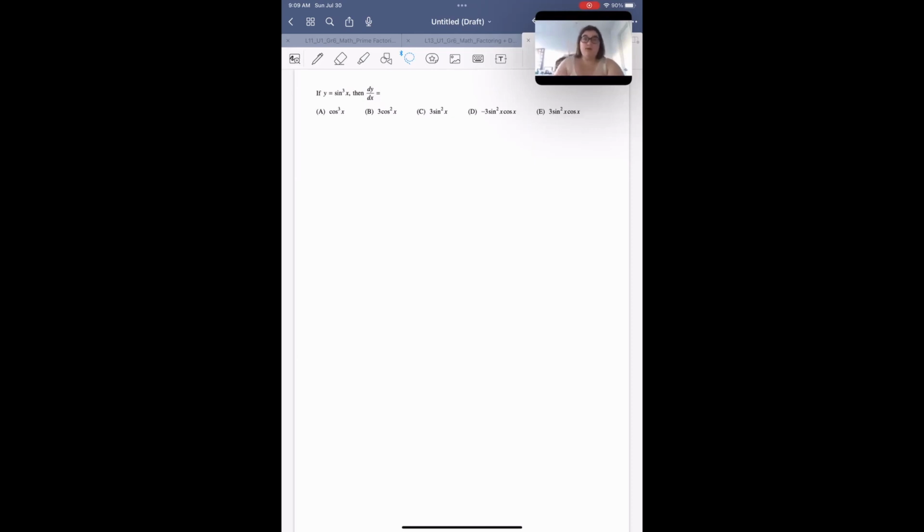AP Calculus BC. This problem is a pretty standard derivatives problem that includes the trickiest rule, the chain rule, and also your trig derivatives. So to start, I'm just going to go over trig derivatives. You definitely have to know your trig derivatives for this exam, but there are some ways that can help you memorize them.